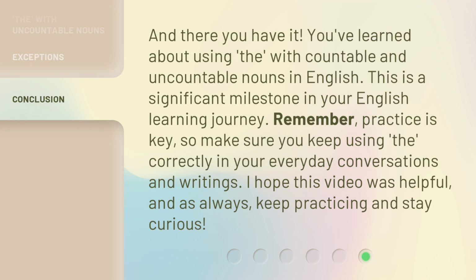And there you have it. You've learned about using the with countable and uncountable nouns in English. This is a significant milestone in your English learning journey. Remember, practice is key. So make sure you keep using the correctly in your everyday conversations and writings.